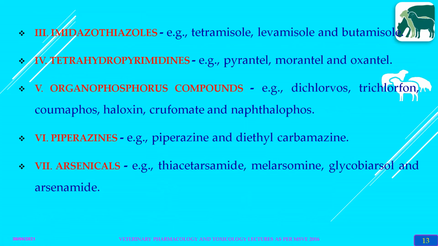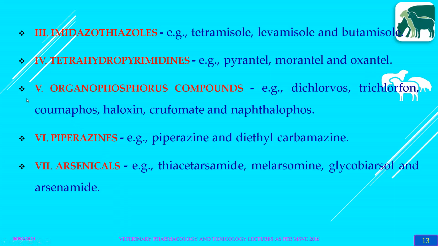Then the imidazothiazoles. The examples of this category are tetramisole, levamisole, and butamisole. They are effective against the different parasites of sheep, goat, and cattle. The fourth category is tetrahydropyrimidines. Examples are pyrantel, morantel, and oxantel.